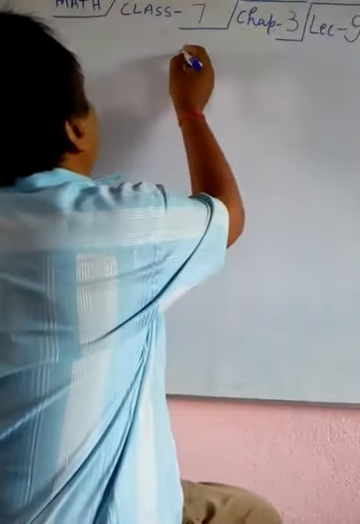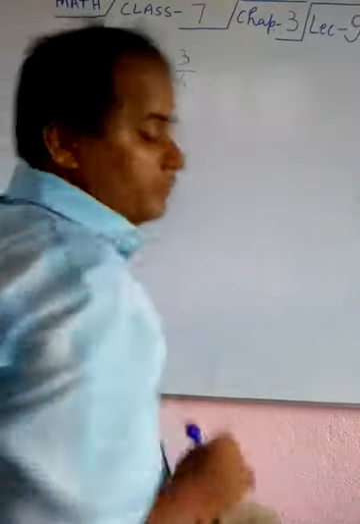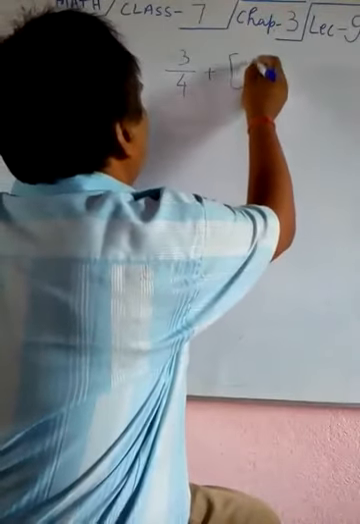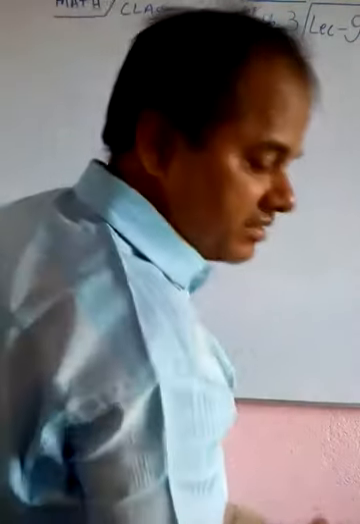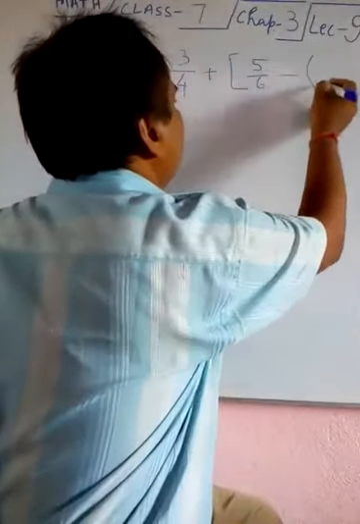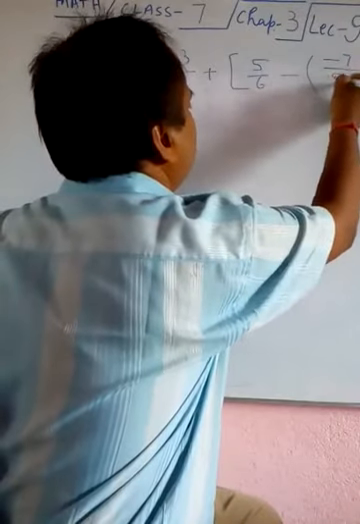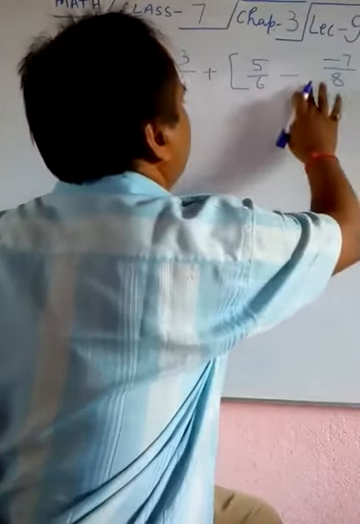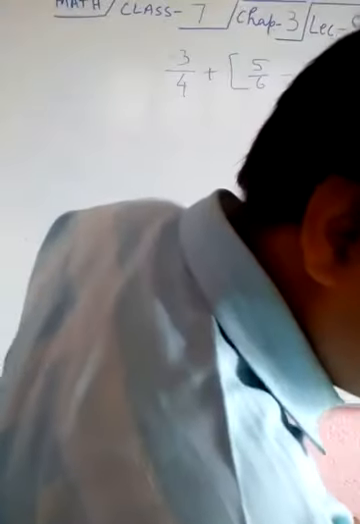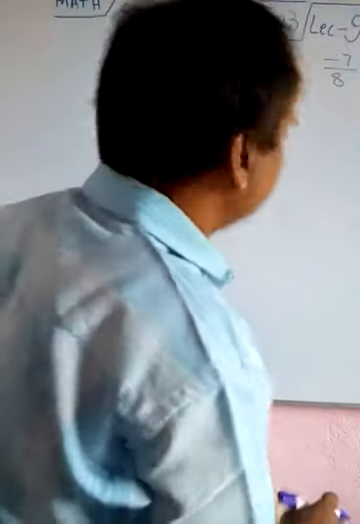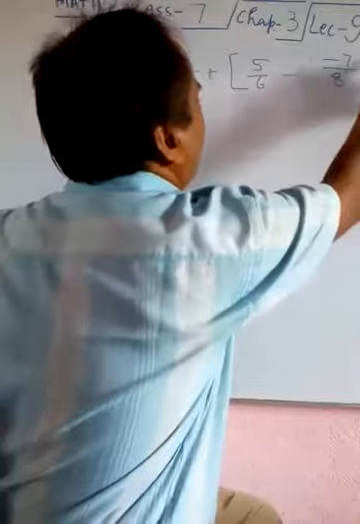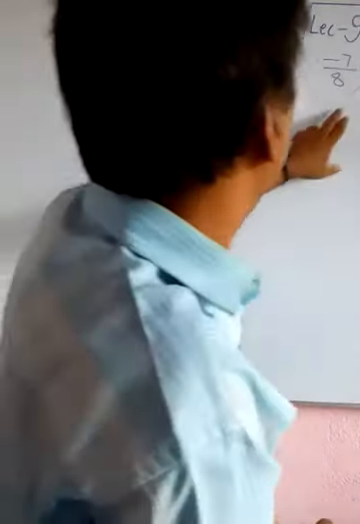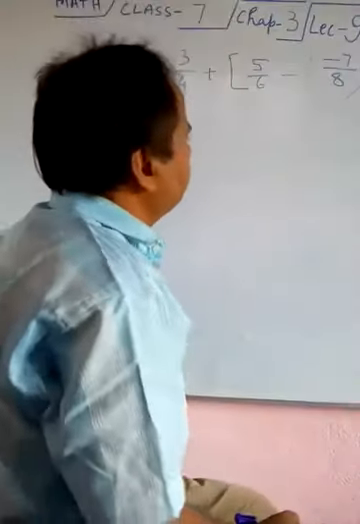Minus 3 by 4 plus 5 by 6 minus 7 by 8. This is the small bracket. Now we have to solve.